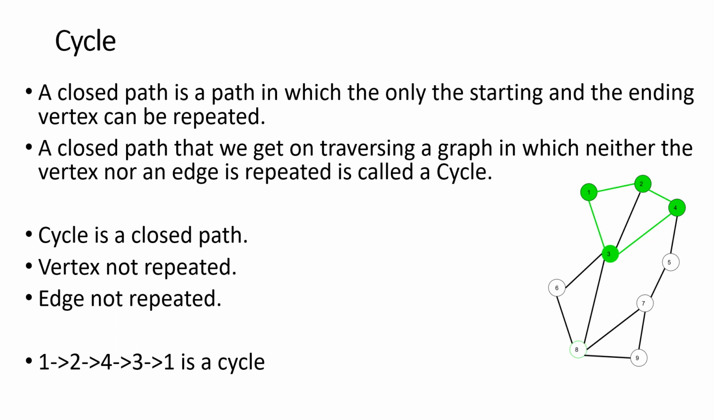So in the given example of the graph, which is an undirected graph, on traversing the graph starting from vertex 1 to 2, 2 to 3, 2 to 4 and then 4 to 3 and 3 to 1 forms a cycle, as the starting and the ending vertex is the only vertex which is repeated and none of the edges are also repeated.